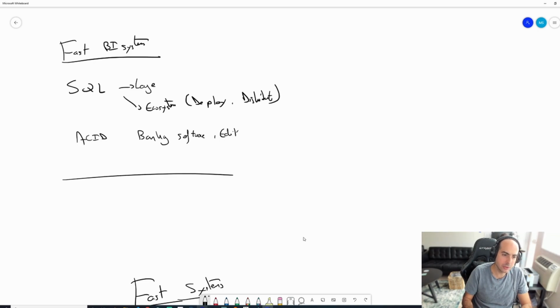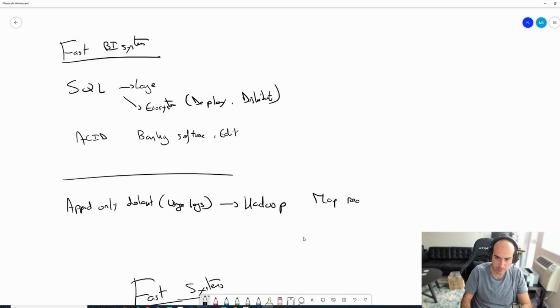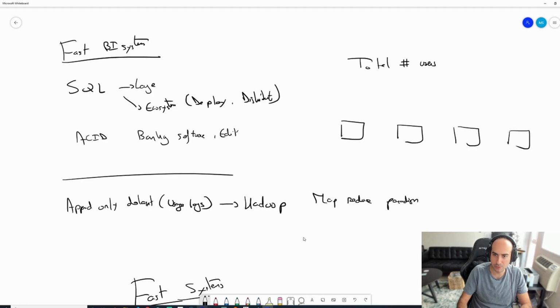But it doesn't work too well if you want to do an append-only data set, think logs, like usage logs. It turns out other technologies like Hadoop do a better job of solving this problem. The way Hadoop works is it operates under the MapReduce paradigm. The idea is this: let's say I want to count the total number of users that my app has, and I have my users distributed over four servers.